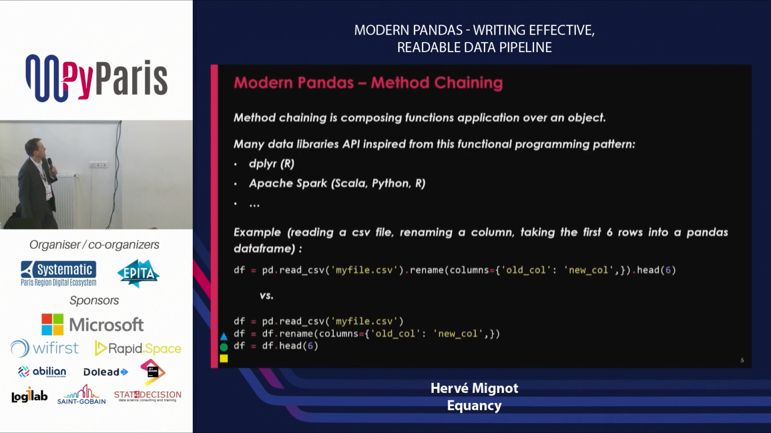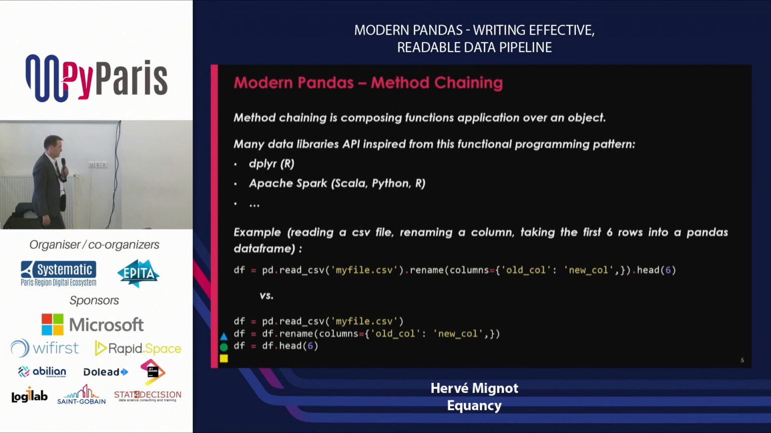So here I'm going to talk mostly about writing a data pipeline through chaining functions that are applied to the dataset. This is not specific to Pandas. Many other libraries, packages and frameworks are using this. You can find this in R with dplyr, for example. Spark also is using this way of writing things quite intensively.